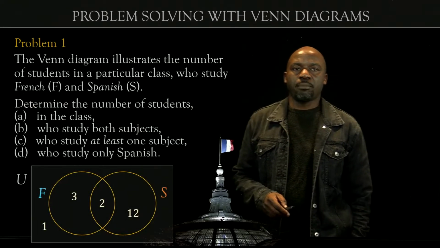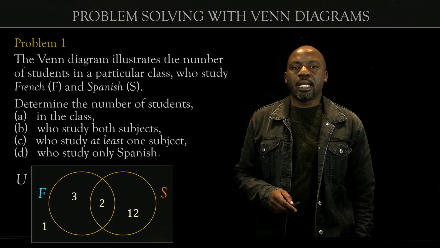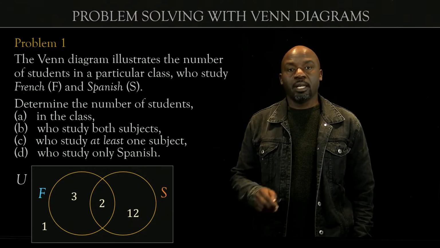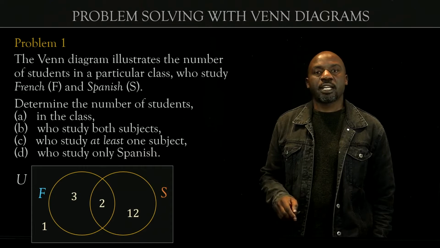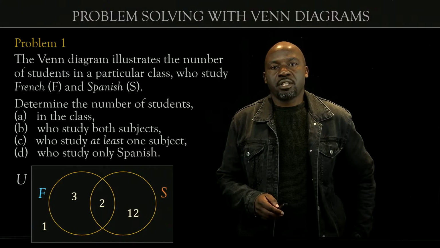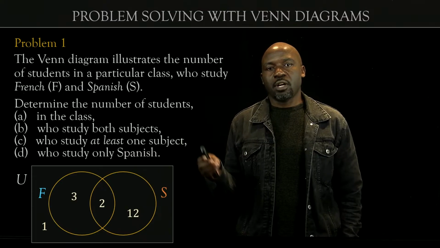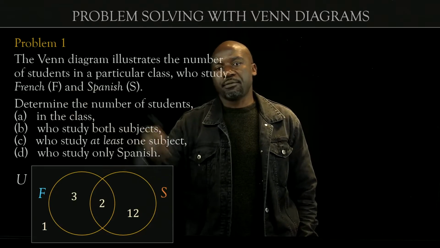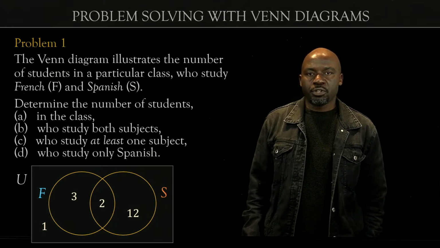And here are some problems involving Venn diagrams. I have solved some of them, and I have left some of them for you to solve. Let me know what you get, and we can discuss it in the comment section or when you contact me directly. This is problem number 1. The Venn diagram illustrates the number of students in a particular class who study both French and Spanish. We're going to represent the subset French with F and Spanish with the letter S. Determine the number of students in the class.